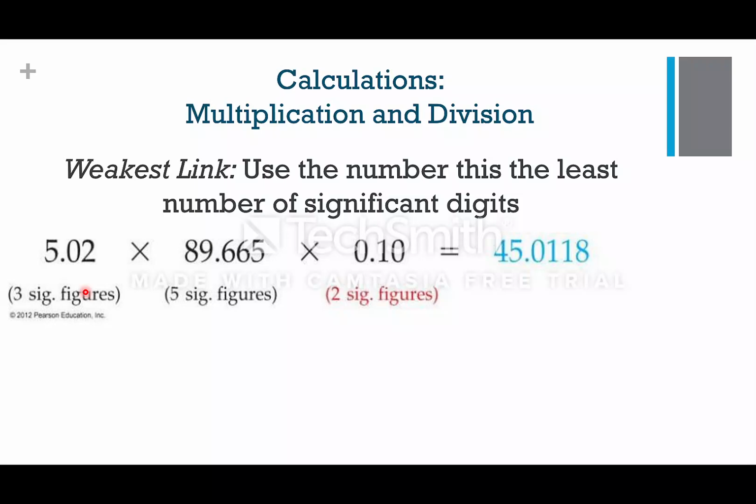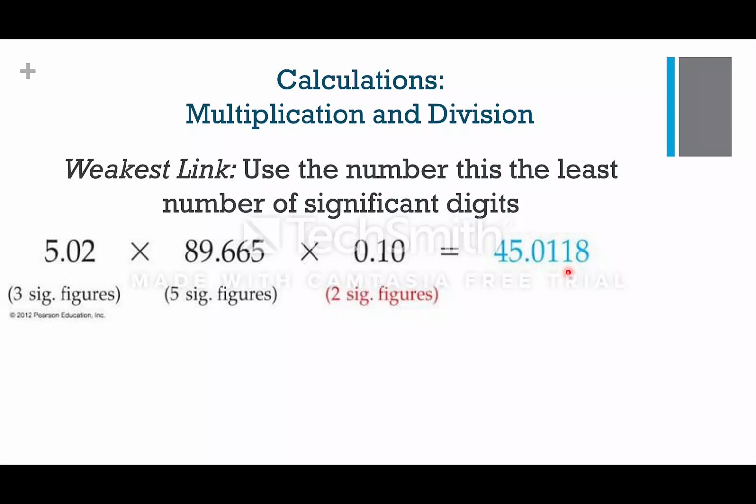I'm going to take these numbers and plug them into my calculator. Well, your calculator is not as smart as you would like it to be. It's going to just spit out a ridiculously long number. It's never going to consider significant figures, so that's something you have to do for it.